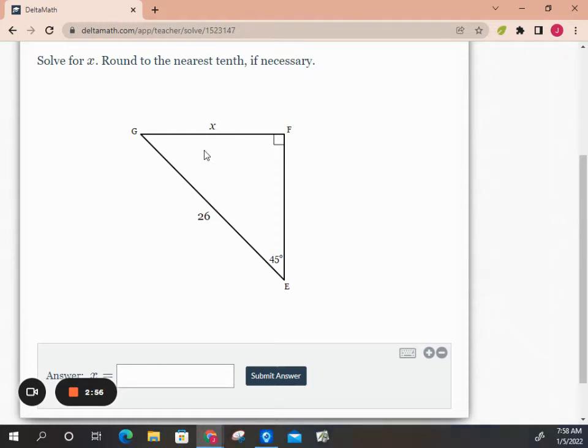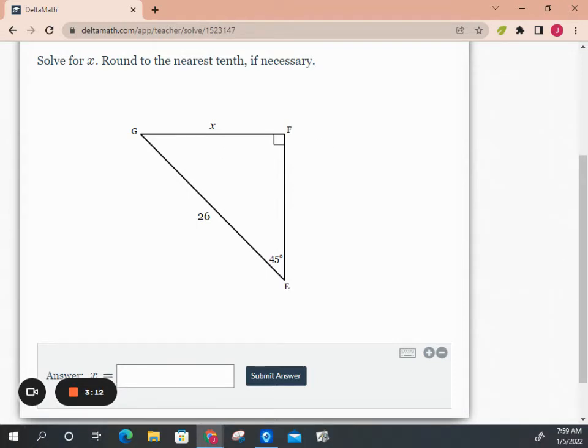That's X, G, F, and E. We got 26. And what do I have? What is that down there? Is it 45? Is that the angle, guys? 45? Okay. So here's the deal.